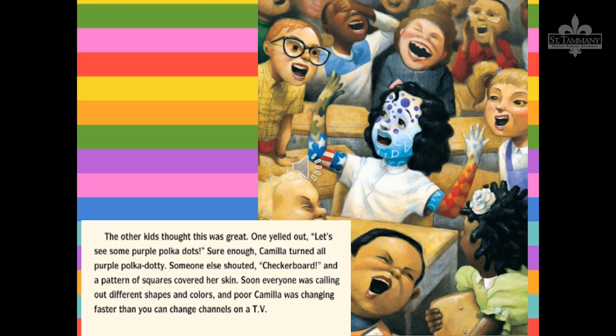The other kids thought this was great. One yelled out, "Let's see some purple polka dots." Sure enough, Camilla turned all purple polka dotty. Someone else shouted, "Checkerboard!" and a pattern of squares covered her skin. Soon everyone was calling out different shapes and colors, and poor Camilla was changing faster than you can change channels on a TV.